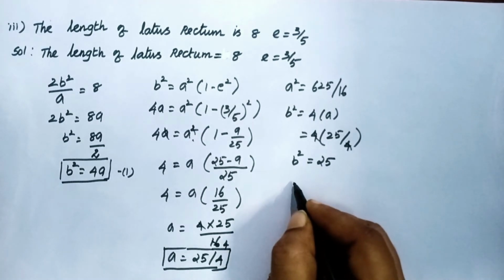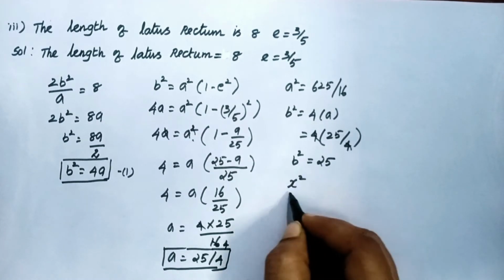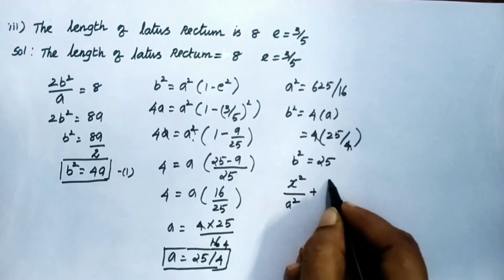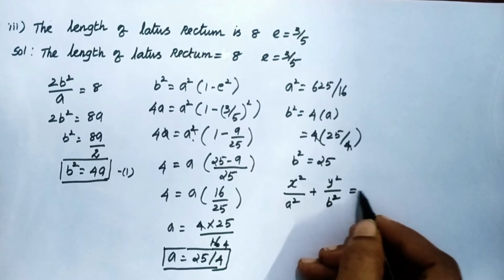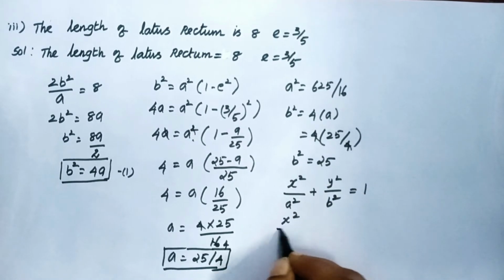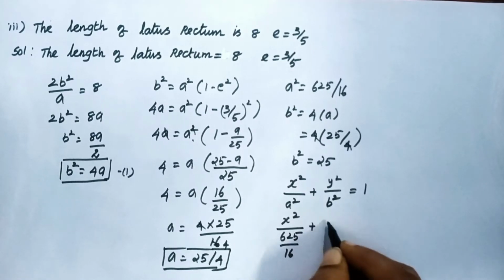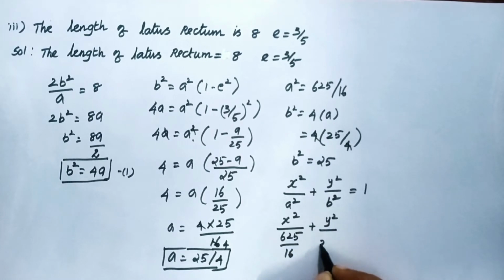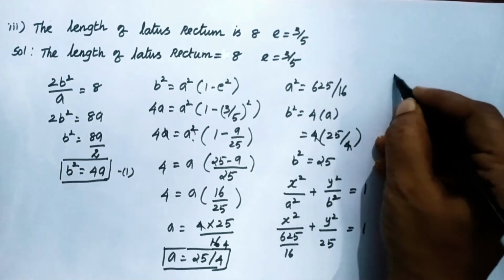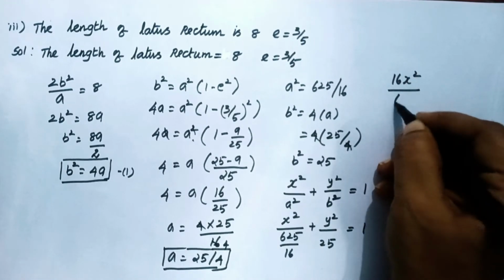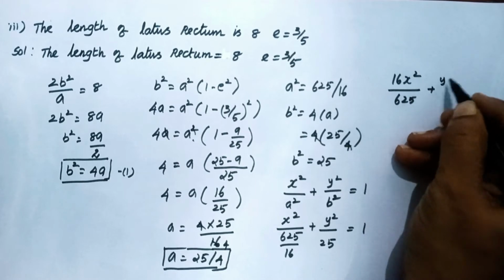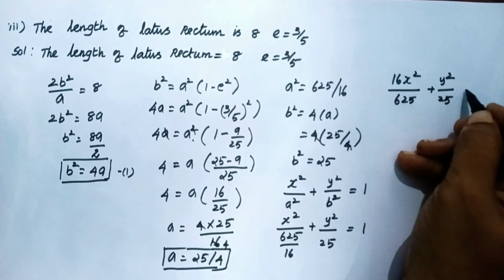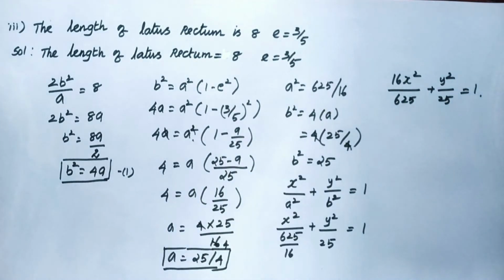So you know the general equation with center 0, 0: x squared by a squared plus y squared by b squared equals 1. That is x squared by a squared value 625 by 16 plus y squared by b squared value 25 equals 1. The 625 by 16 in the denominator will go to the numerator. Therefore, the equation will become 16x squared by 625 plus y squared by 25 equals 1. This is the required equation.